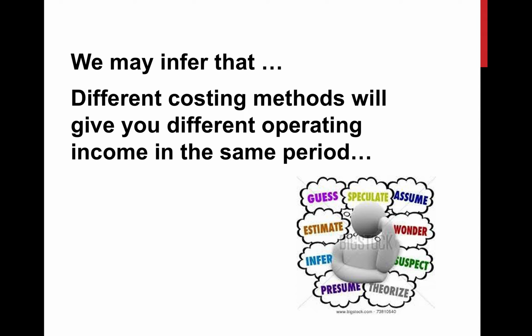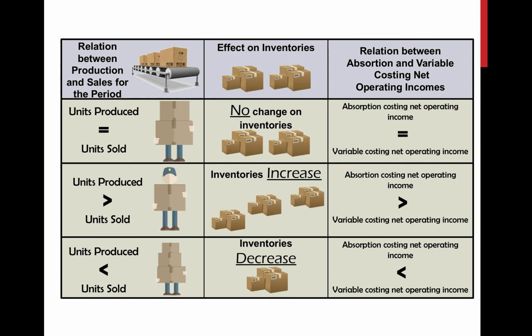So we may infer that different costing methods will give you different operating income in the same period, and you are totally correct. It depends on the inventories, believe it or not. If you take the relation between production and sales for the period, you will see that you have an effect on inventories, and the relation between absorption and variable costing in our net operating income is going to be explained as follows.